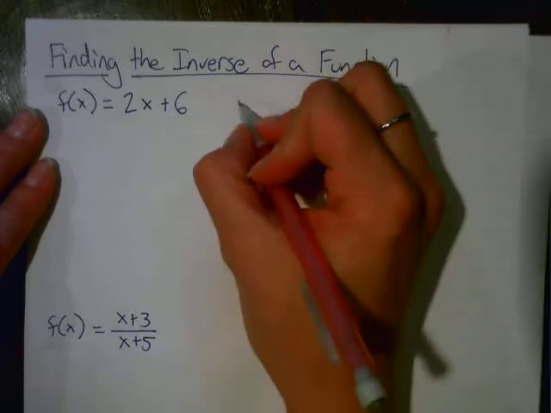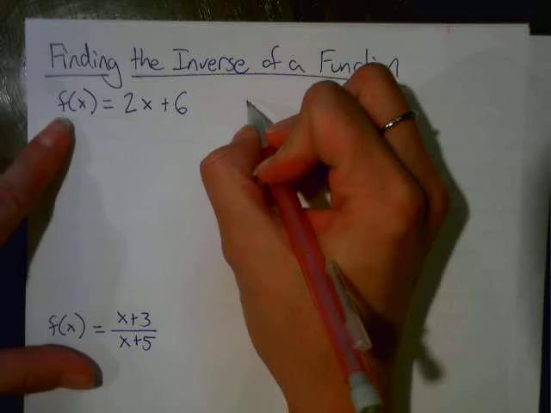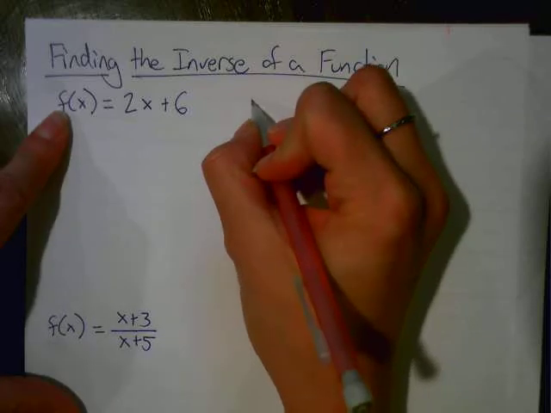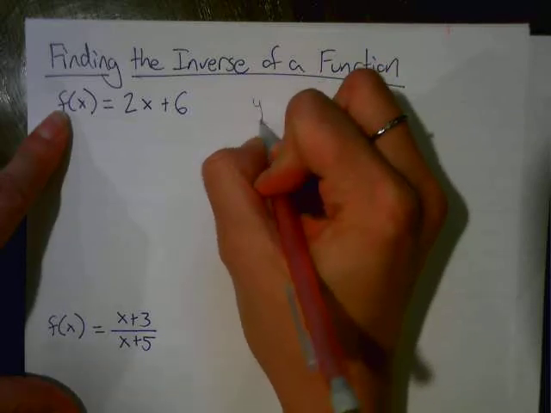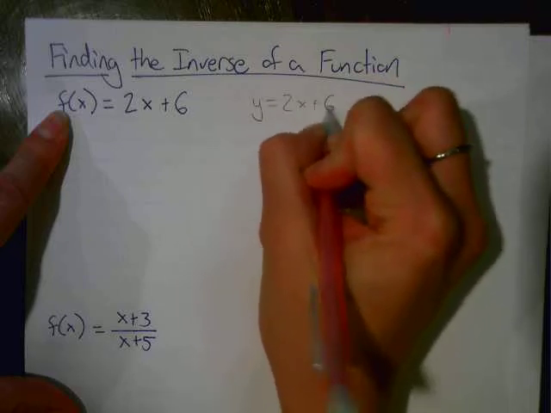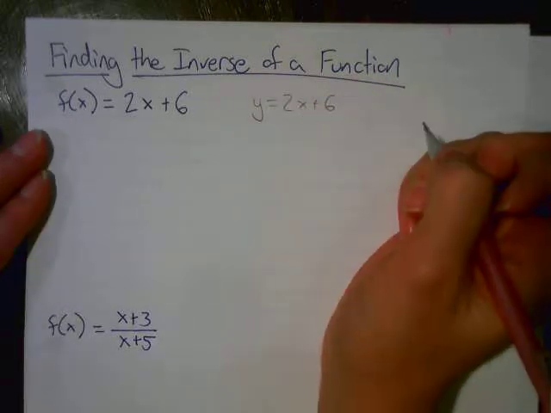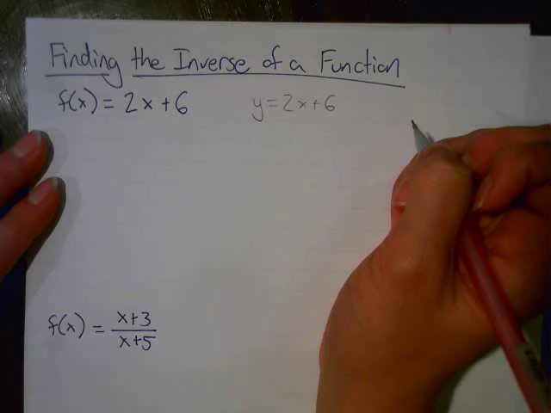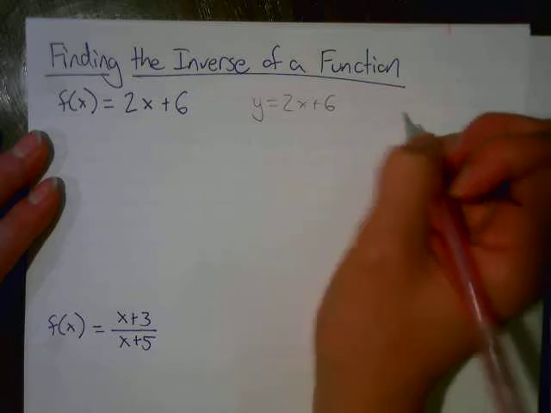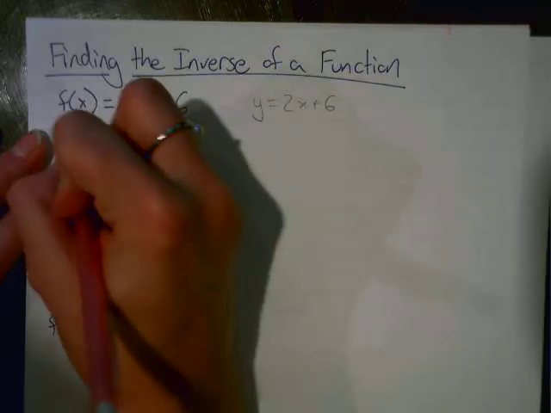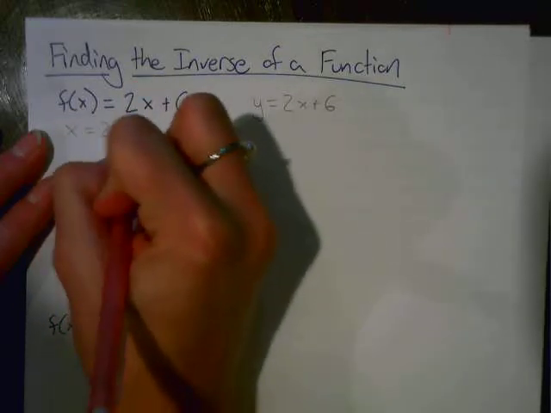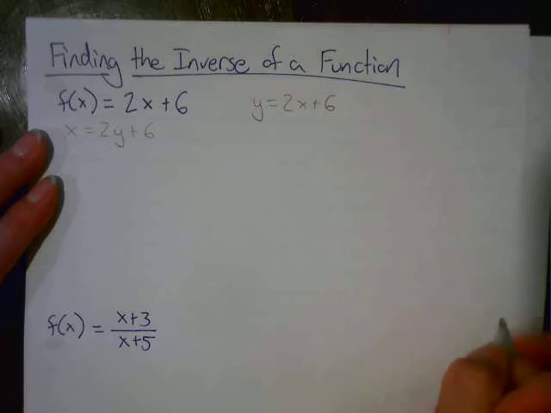So the first thing that I'm going to do, just to help myself out, is I'm going to rewrite my f of x back in just normal y form. y equals 2x plus 6, so that I have a y and an x, because we're going to take these and we're going to exchange our variables. We're going to replace x with y and y with x. So I will have x equals 2y plus 6.